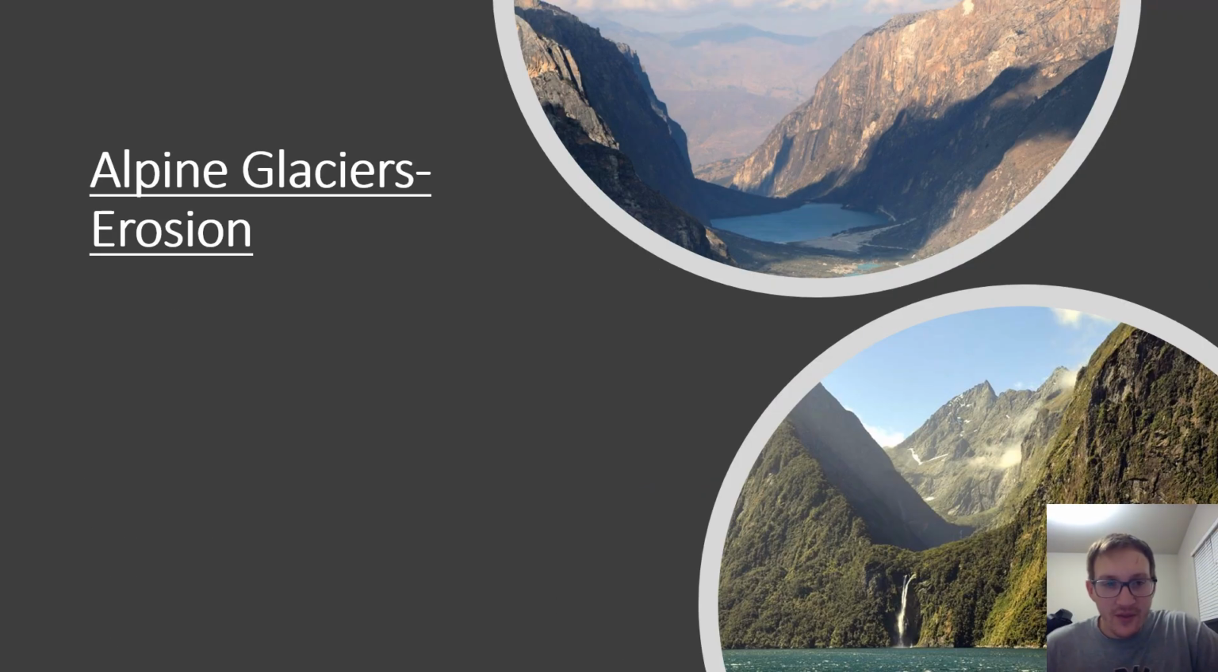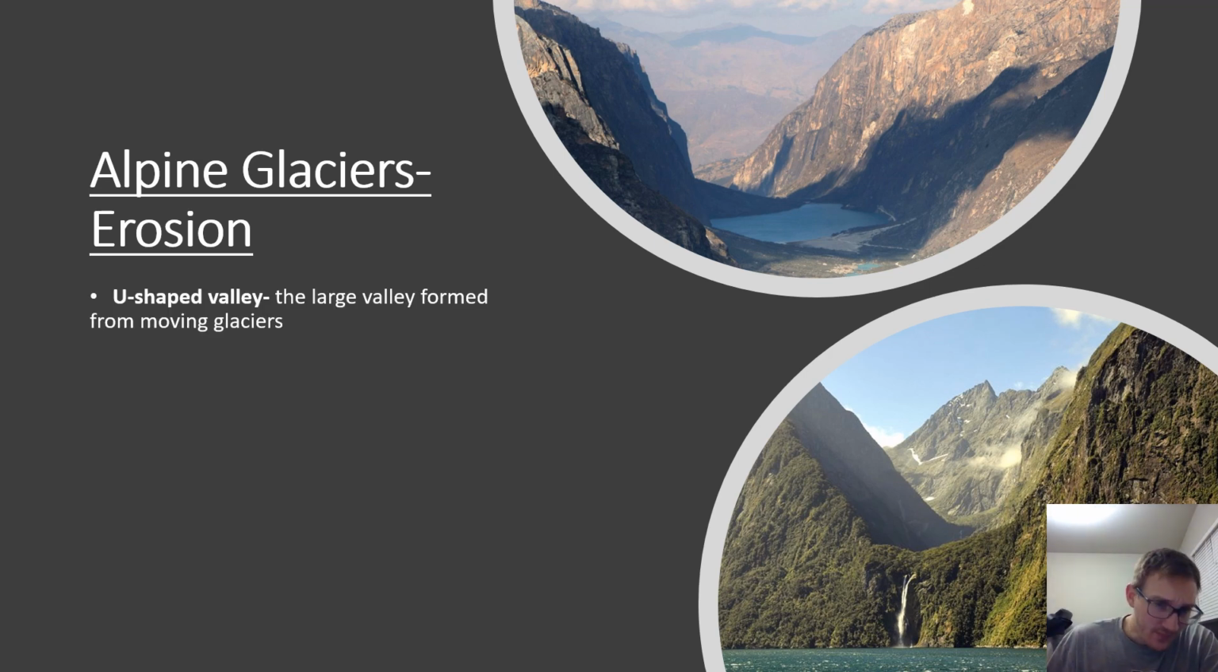Okay, so let's start with the alpine glaciers. Obviously, alpine glaciers, alpine meaning that they are in the mountains. Okay, you get a lot of glaciers in the mountains just because of the freezing of the snow, and then depending on where it's at, it may never get melted, and so it just builds up and builds up over time. But that's what alpine glaciers do. So they form U-shaped valleys. Okay, the large valley formed from moving glaciers.